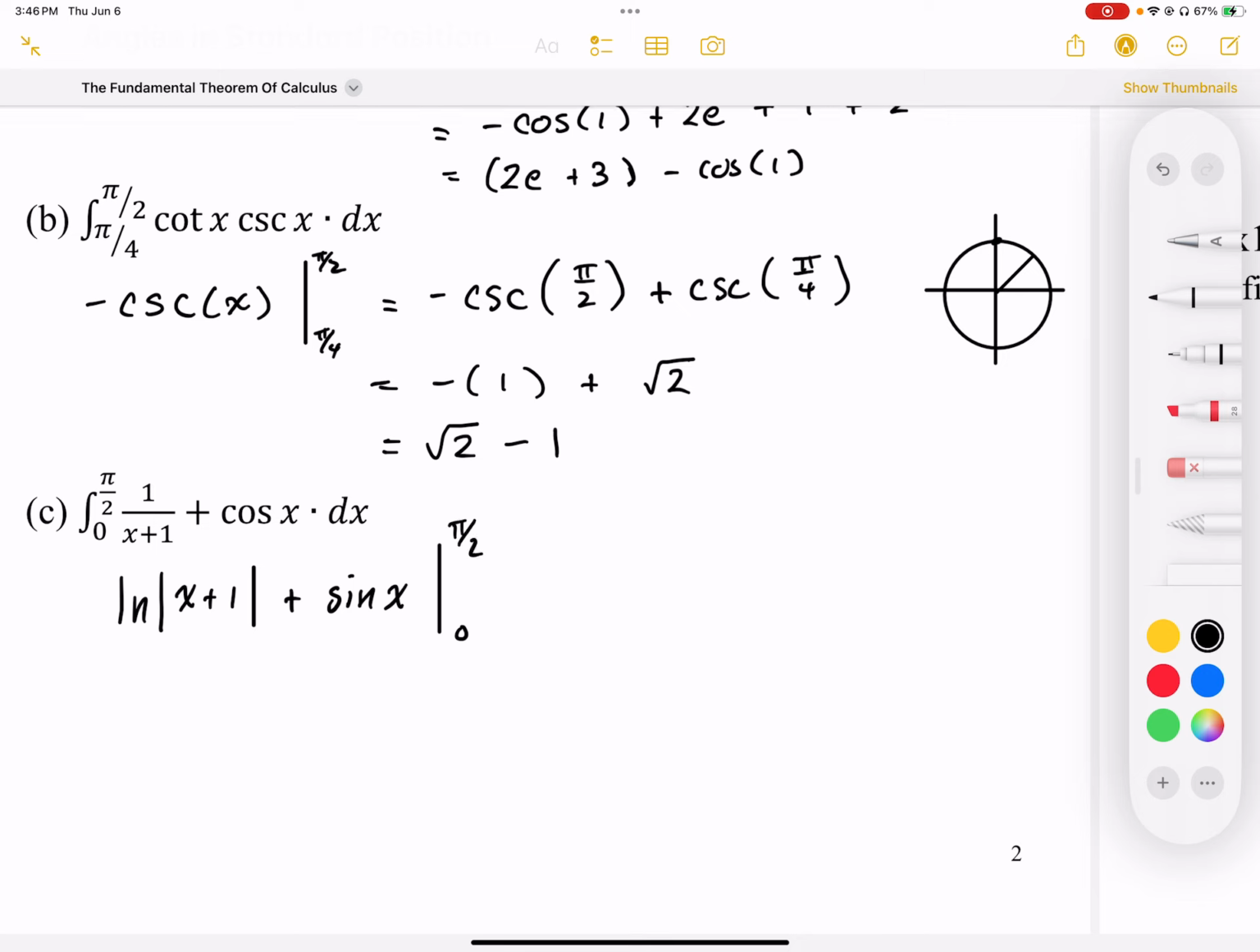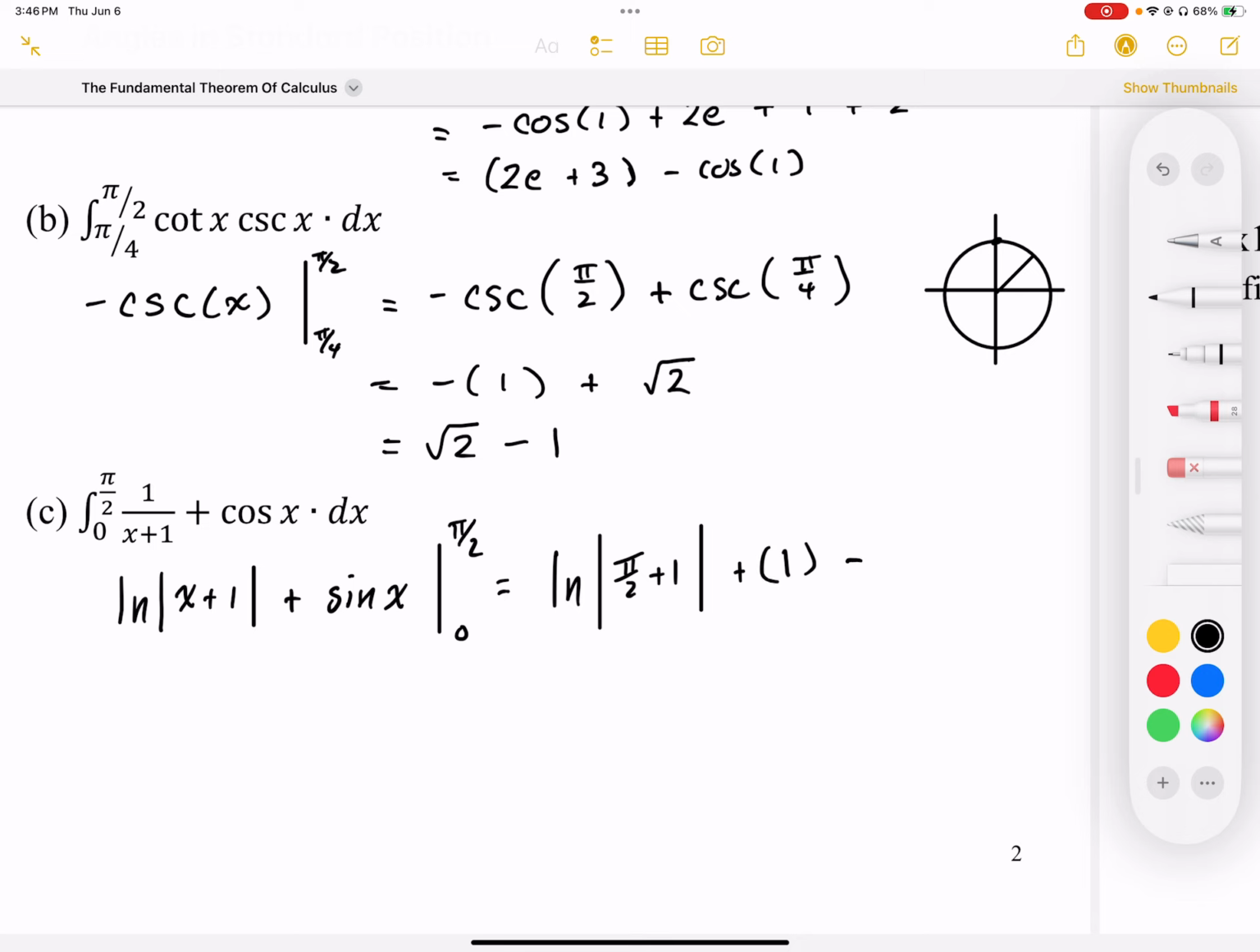Okay, evaluating these bounds, I'm going to plug in my bounds. So log of pi over 2 plus 1 plus sine of pi over 2. Sine of pi over 2 we already worked out as 1.